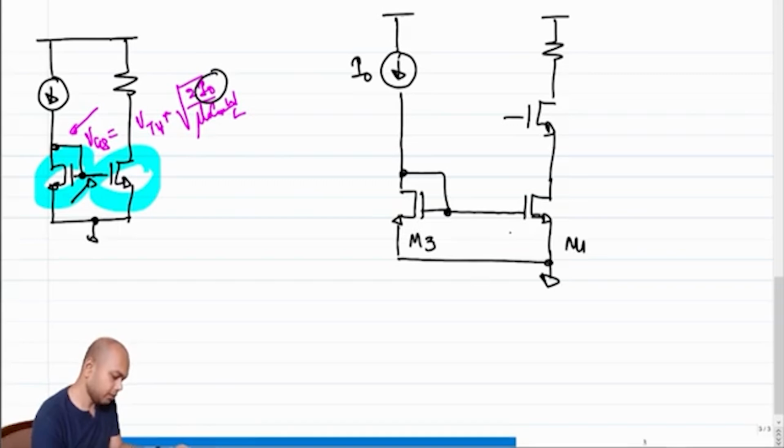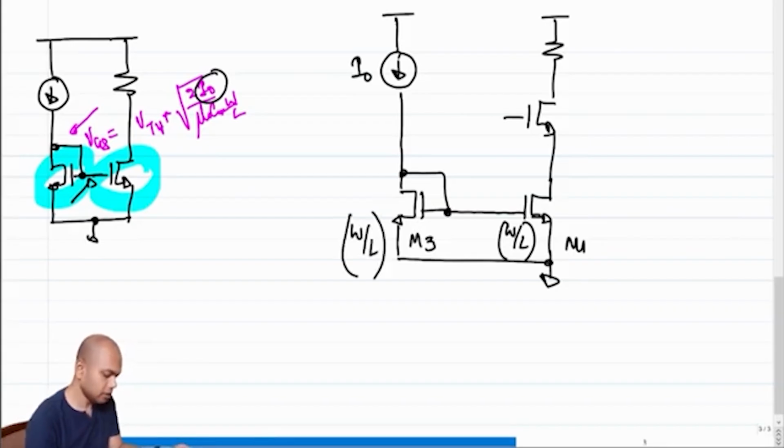Let's further assume, what is the underlying assumption? The underlying assumption is that both the W by L's are identical, right. If both the W by L's are not identical, clearly when you have the same VGS, same overdrive but different W by L, you will have different current, right. So here we are talking about a mirroring ratio of 1, hence we can get by taking a W by L of 1. Okay, fine.